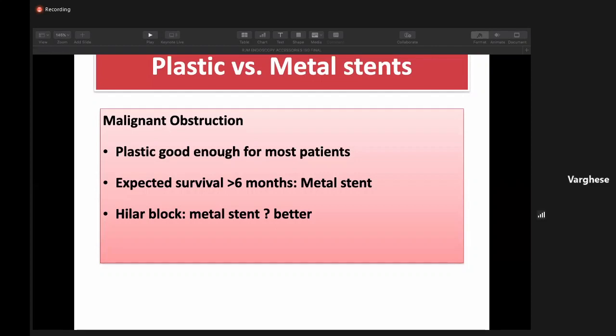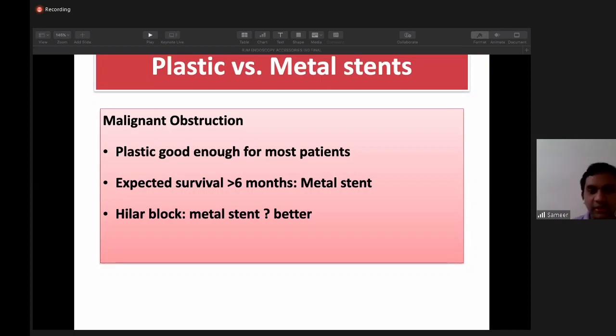Dr. Samir, between plastic and metal stent, when do you decide? Sir, one is depending upon the lesion that we are seeing. Metal stent will be preferable for a malignant lesion which is not operable. So these patients we can give palliative self-expanding uncovered metal stents, or a partially covered metal stent if the cystic duct insertion is high above.